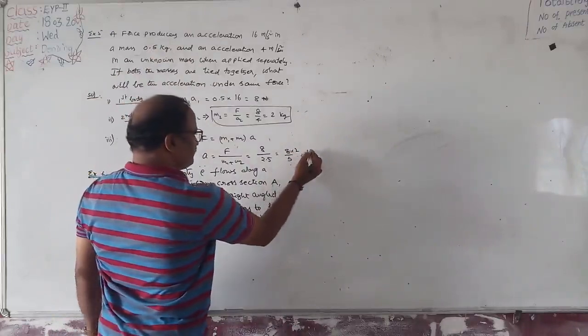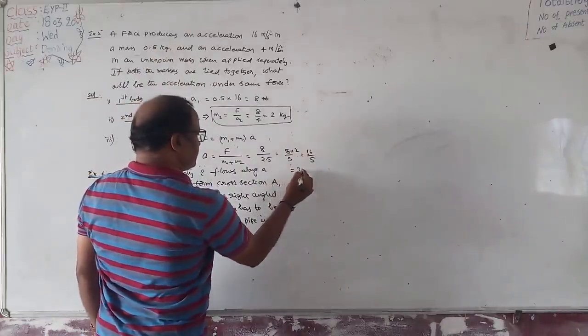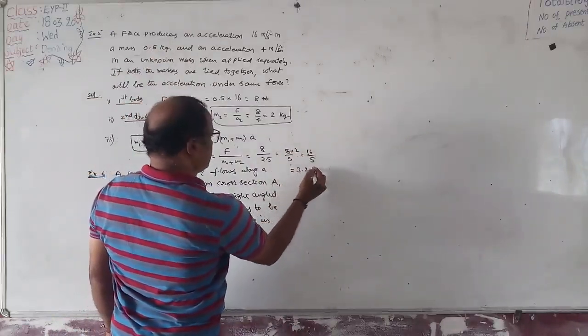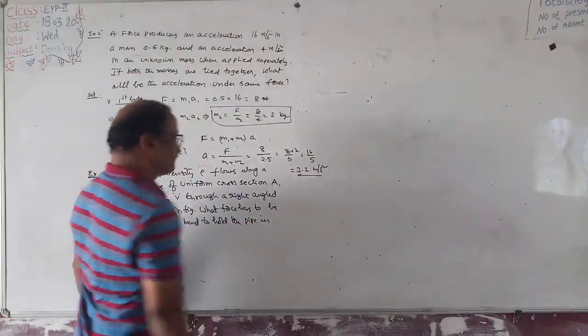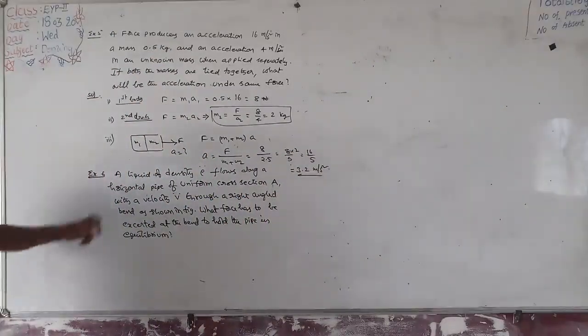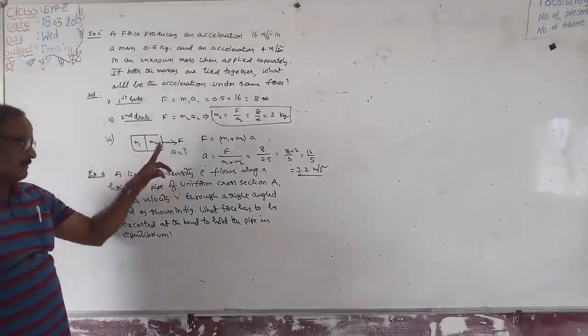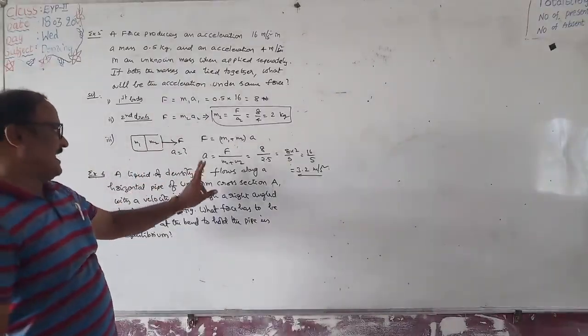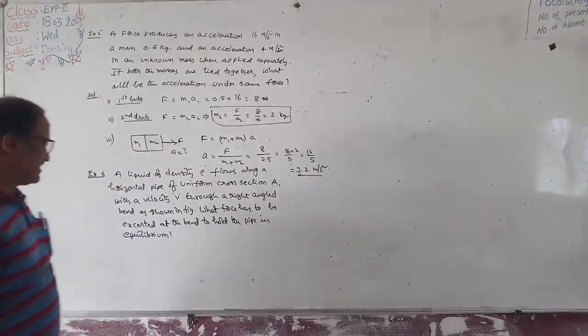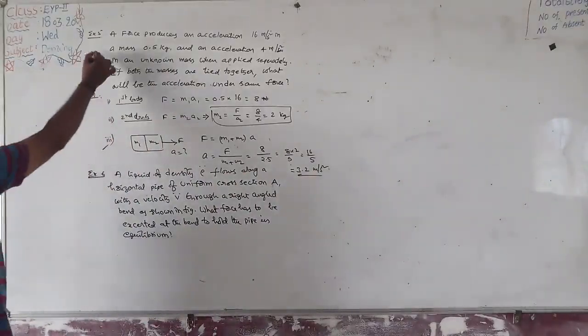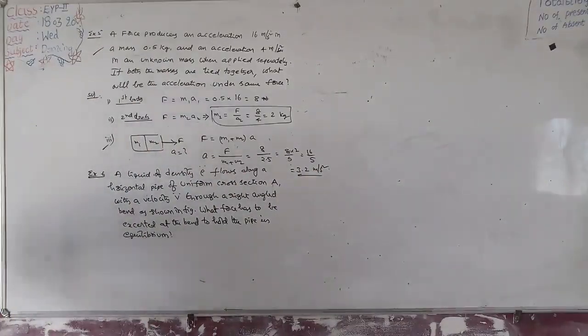8 by 2.5 means 16 by 5, which is 3.2 meter per second square. So that is the acceleration produced when both the masses are tied together under the same force. Acceleration A is equal to 3.2 meter per second square. Very nice problem. Very interesting concept.